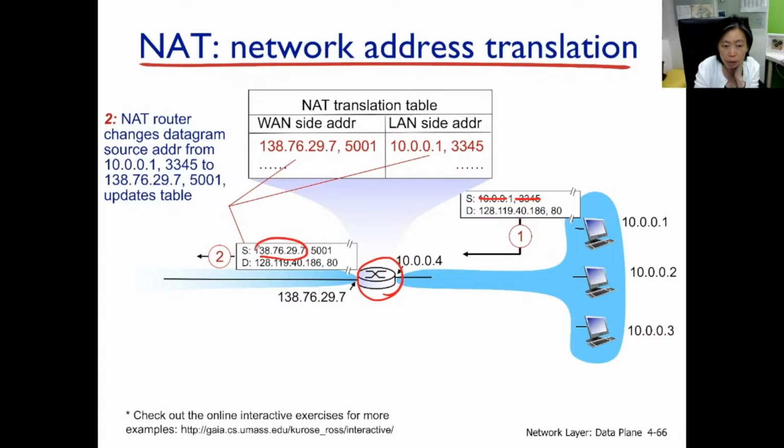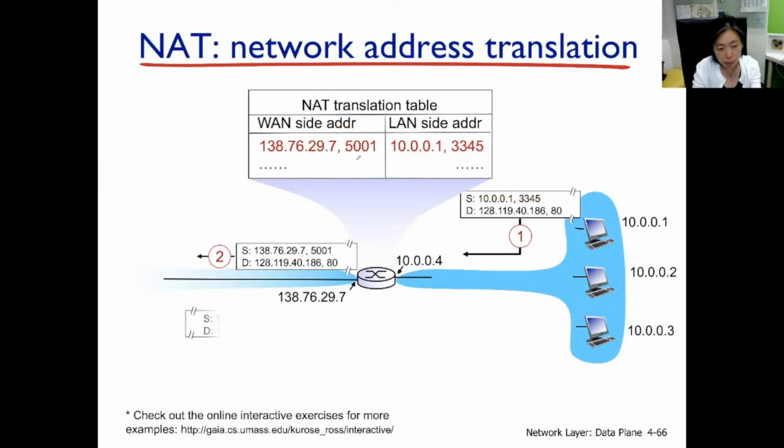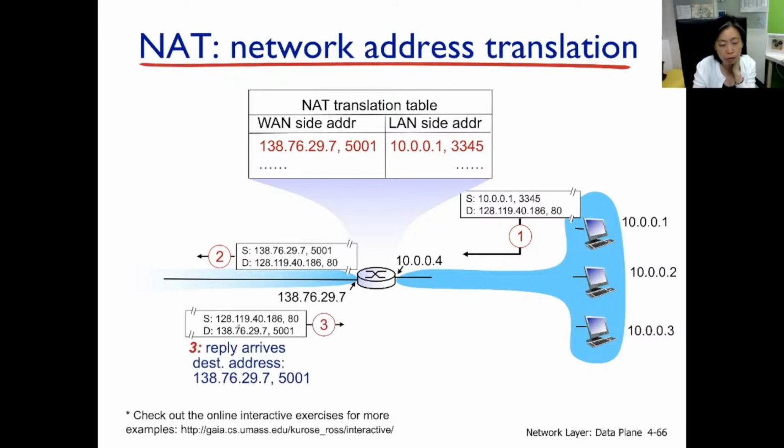10.0.0.1 is going to be replaced by the real IP. And the 3345 port number is going to be replaced by a new port number generated by the NAT box here. Step 2, the NAT router is going to add an entry into the translation table so that we know this old IP and old port number are now changed to this new IP and this new port number. When this packet reaches the web server, it sends back a response. The destination address will be the source of the request, and the destination port the source port number of the request. Now this packet will come back to the NAT box in the middle, and one more translation is going to be done.